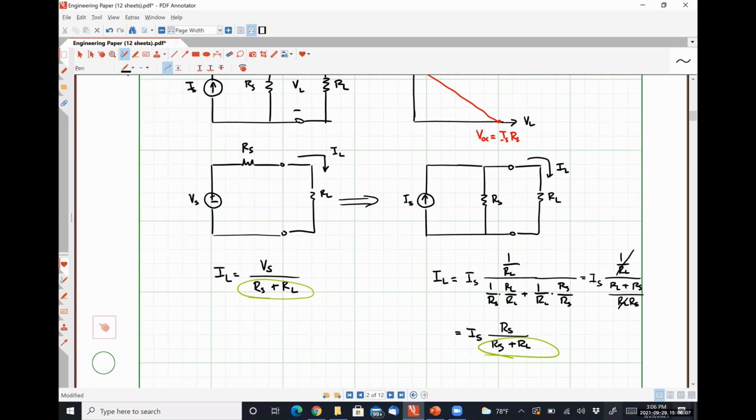All right. So when VS is equal to IS times RS, these two circuits are electrically equivalent, which means we can convert any practical voltage source into a practical current source and any practical current source into a practical voltage source, which could potentially be used to simplify circuits, okay?